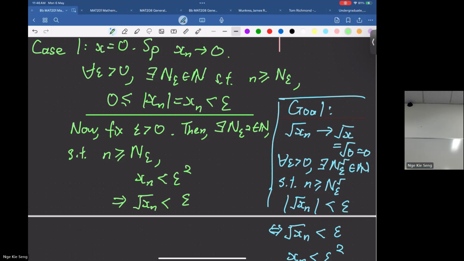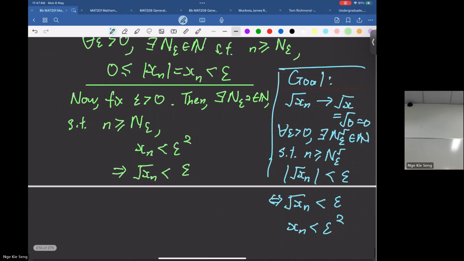Any question? No question? So square root of x_n less than every epsilon implies that square root of x_n converges to 0. This is what we want to show. No question? Please ask. I cannot always cater for your needs, so you need to tell me your needs.